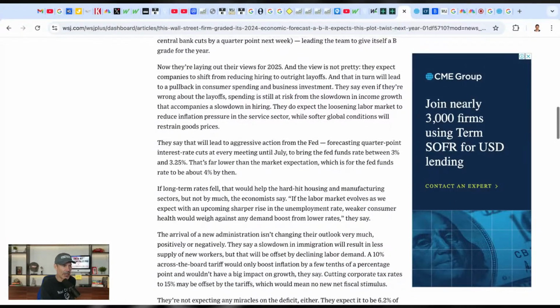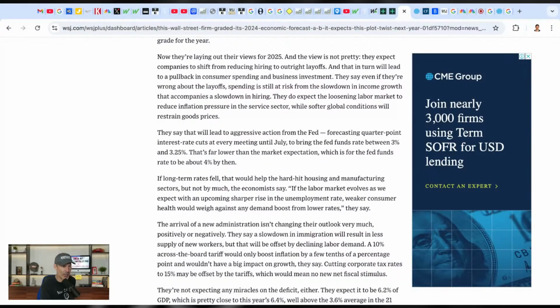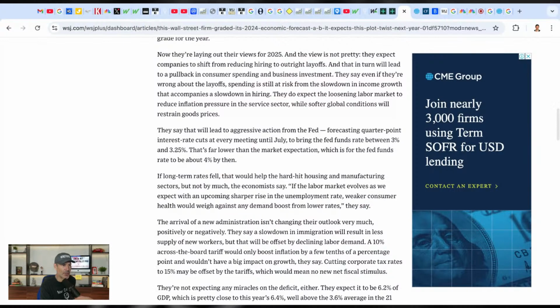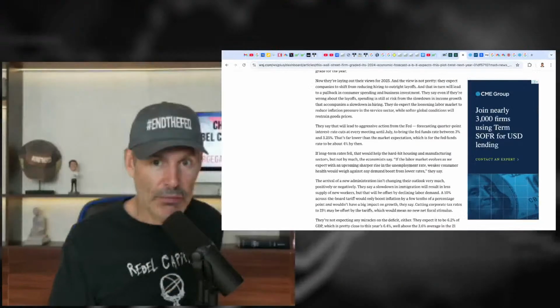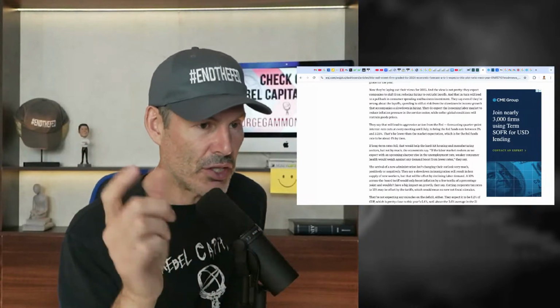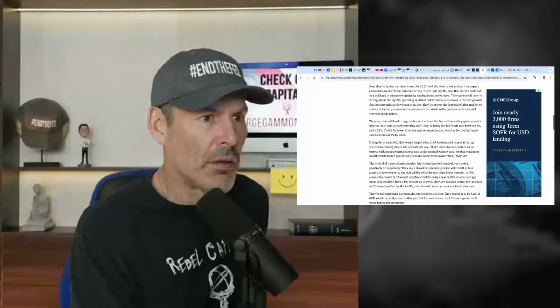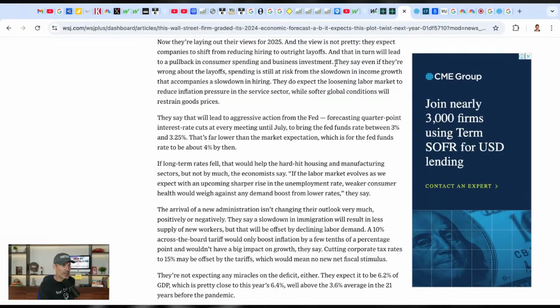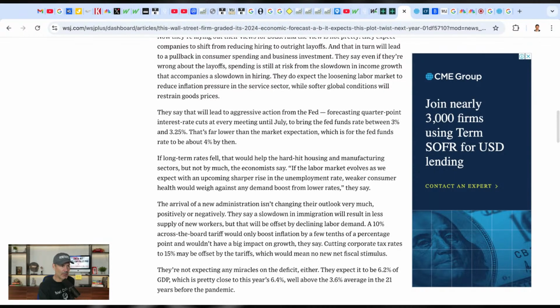Okay, now they're laying out their view for 2025, and the view is not pretty. They expect companies to shift from reducing hiring to outright layoffs, which I would add is typical. Every single time you see one of these cycles, you don't go from hiring a zillion people a month to just firing everybody. You go from hiring to stop hiring, then you go to the layoffs and the firing. There's a transition there. And they say this in turn will pull back the consumer, impact aggregate demand, and impact investment from businesses.